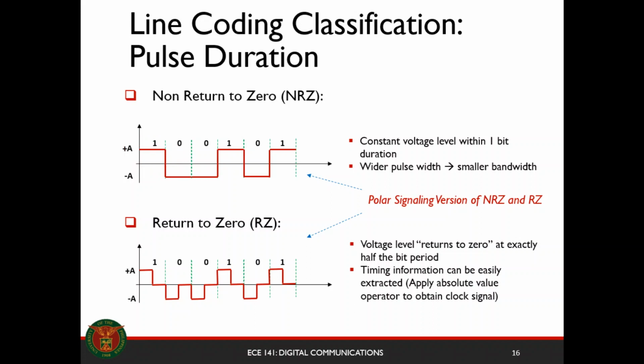As compared to return to 0, the voltage level, quote unquote, returns to 0 at exactly half the bit period. So the bit period right here, as you can see, for 1 it's positive A, and it will return to 0 when it approaches half the bit period. So the problem here is that the pulse width is smaller, which makes the transmission bandwidth larger. However, the timing information for the return to 0 case is actually easily extracted.